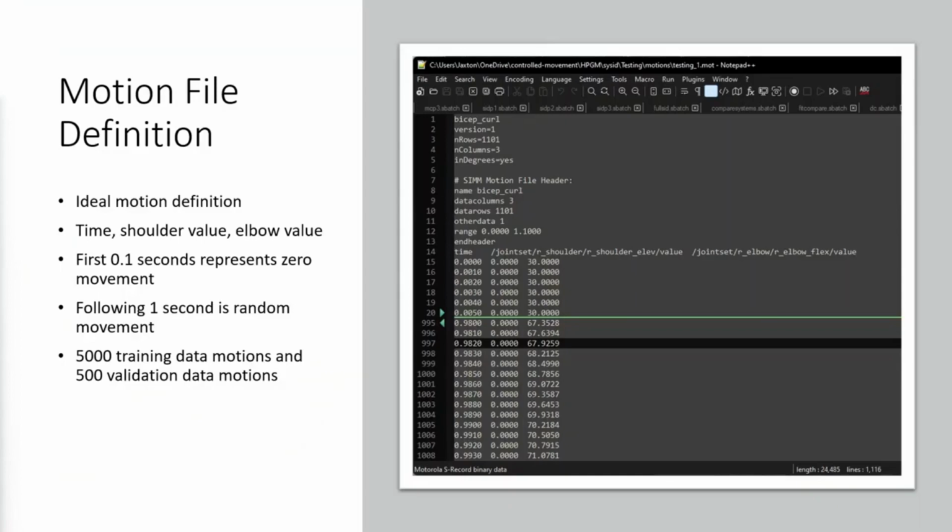So first we need to generate motions. The motion file is an XML file specifying an ideal motion described by the changes in the elbow and shoulder joint angle with time. Our described movement is 1.1 seconds long, with the first 0.1 seconds defined as zero movement with an elbow joint position of 30 degrees, which acts as an initial condition. This initial condition allows analysis of the muscle activations from a baseline. We pseudo-randomly generate 5,000 motion files for the training data and 500 for the validation data.